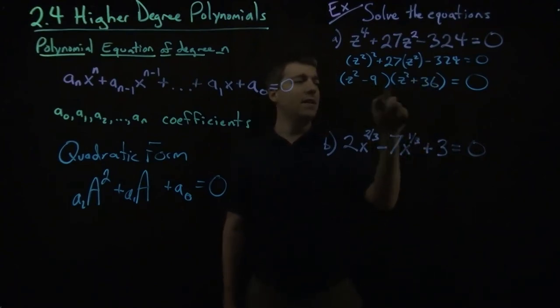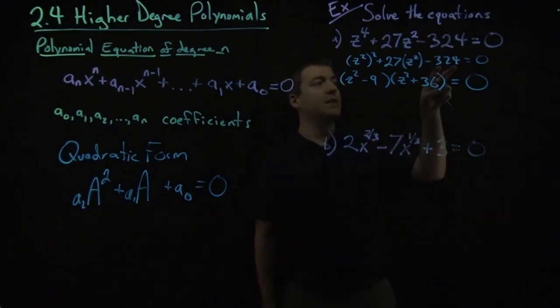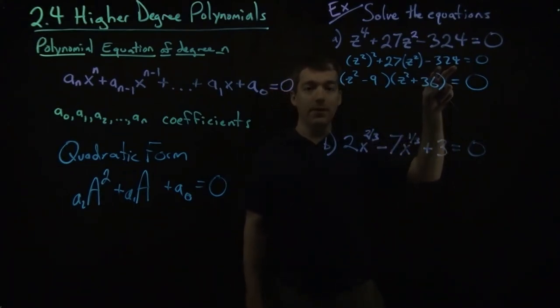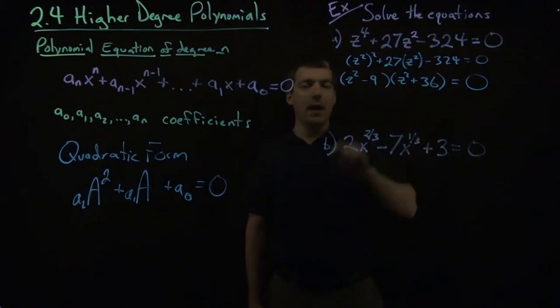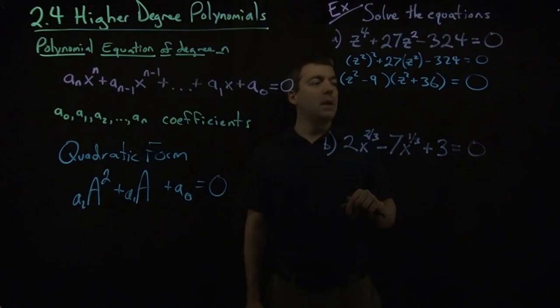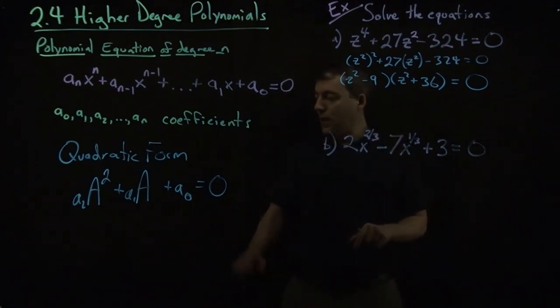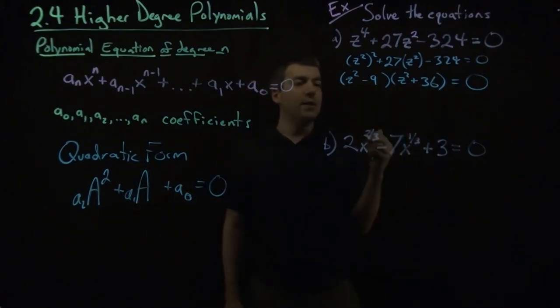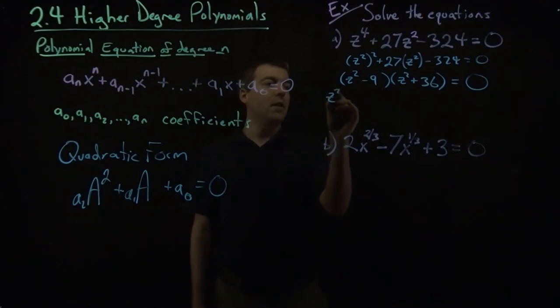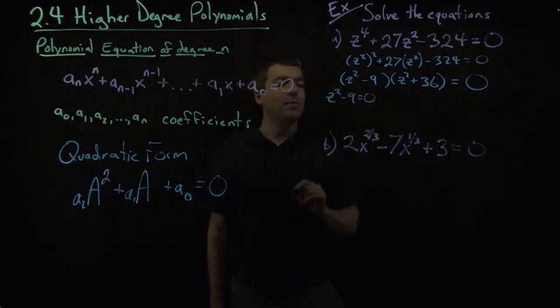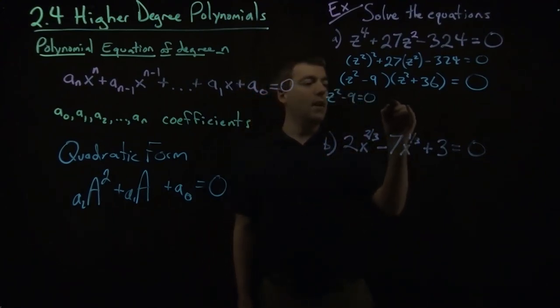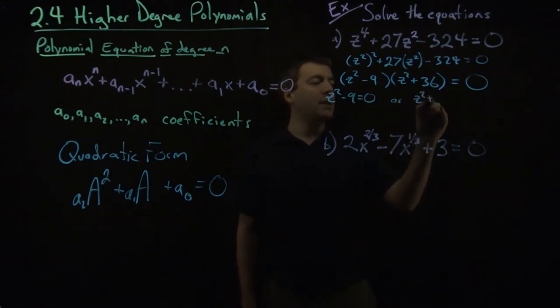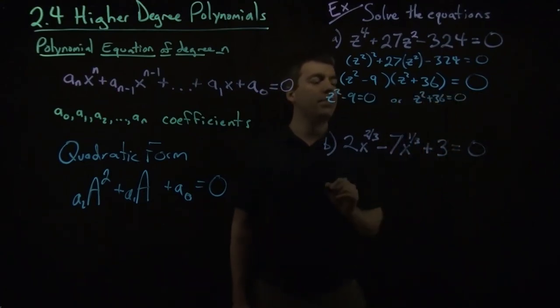Now to get this 9 and 36, what we need to do is take this negative 324 and factor it into two factors that add up to 27. Okay, now we've factored this, so we can solve each of these. We have z squared minus 9 equals 0, or z squared plus 36 equals 0.